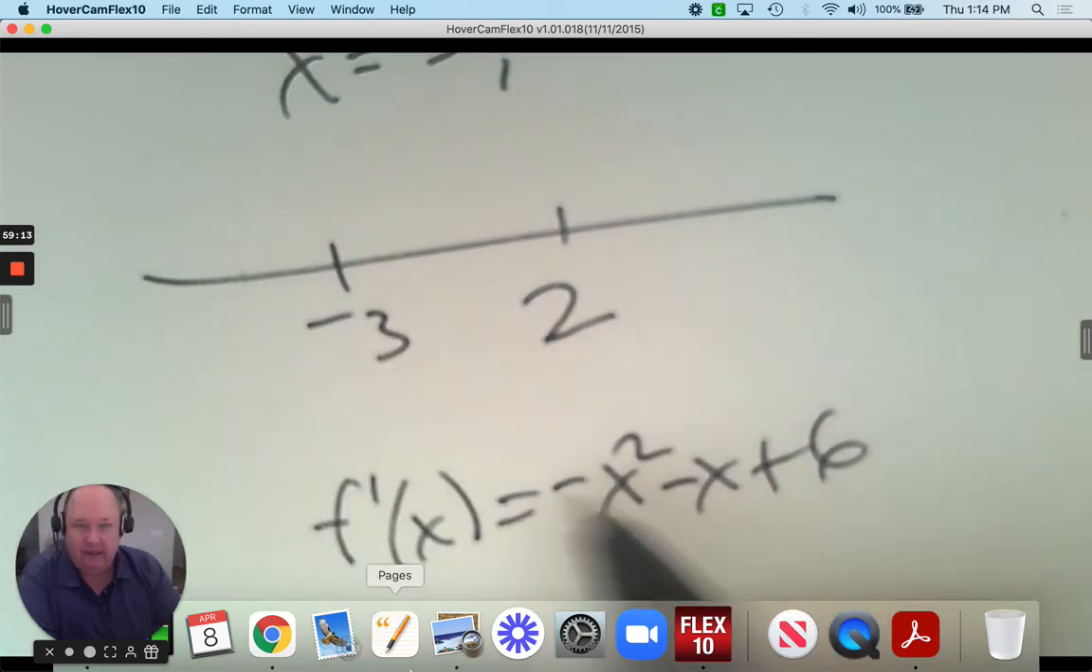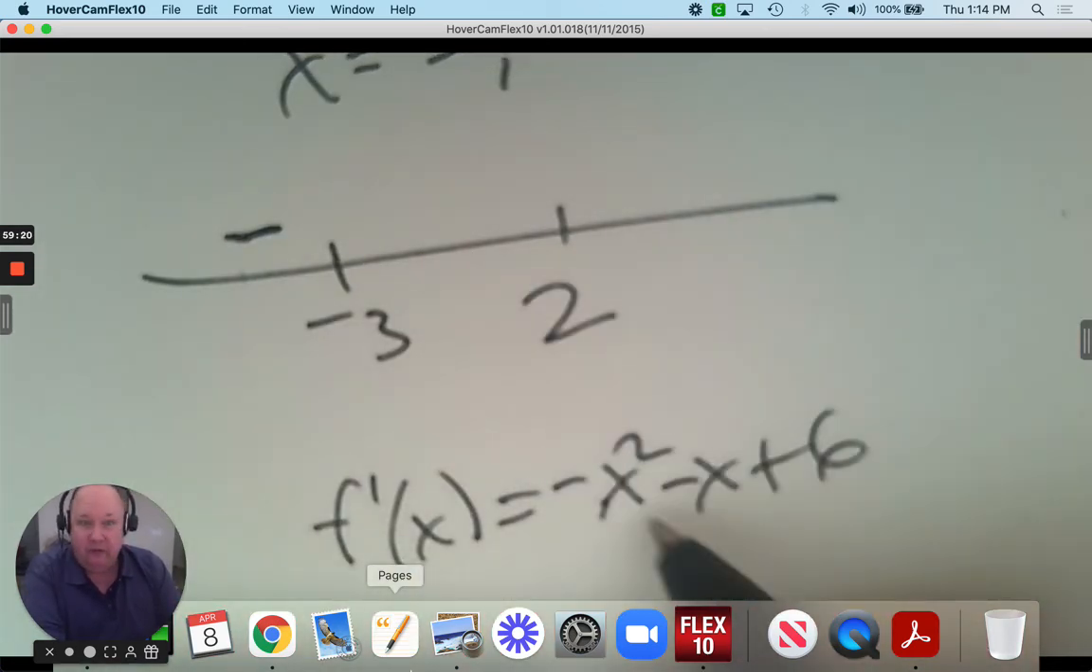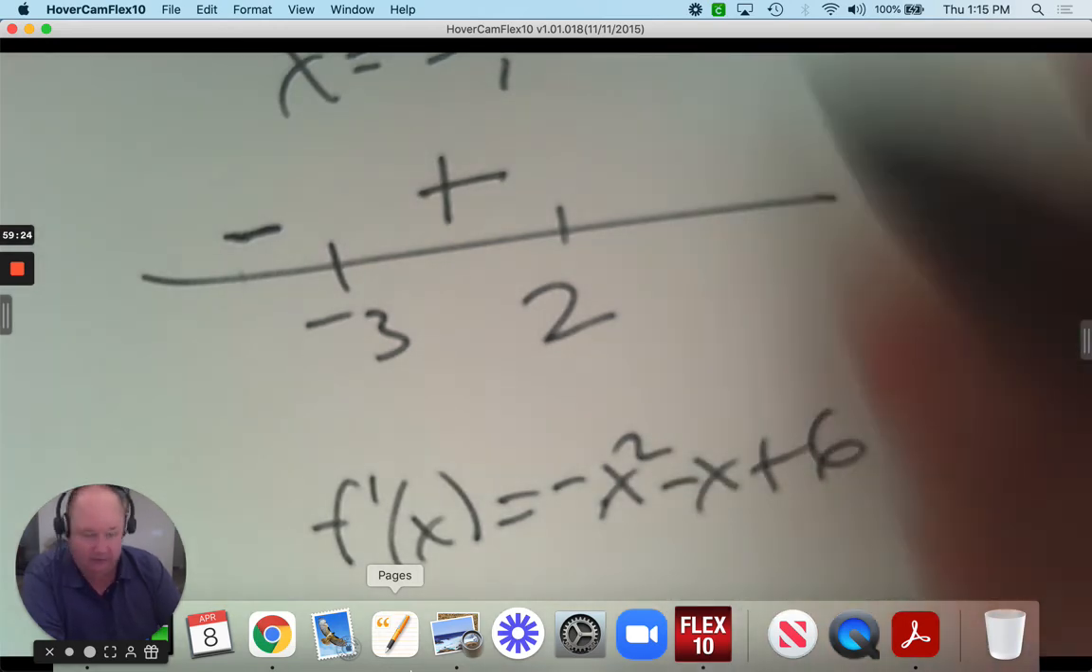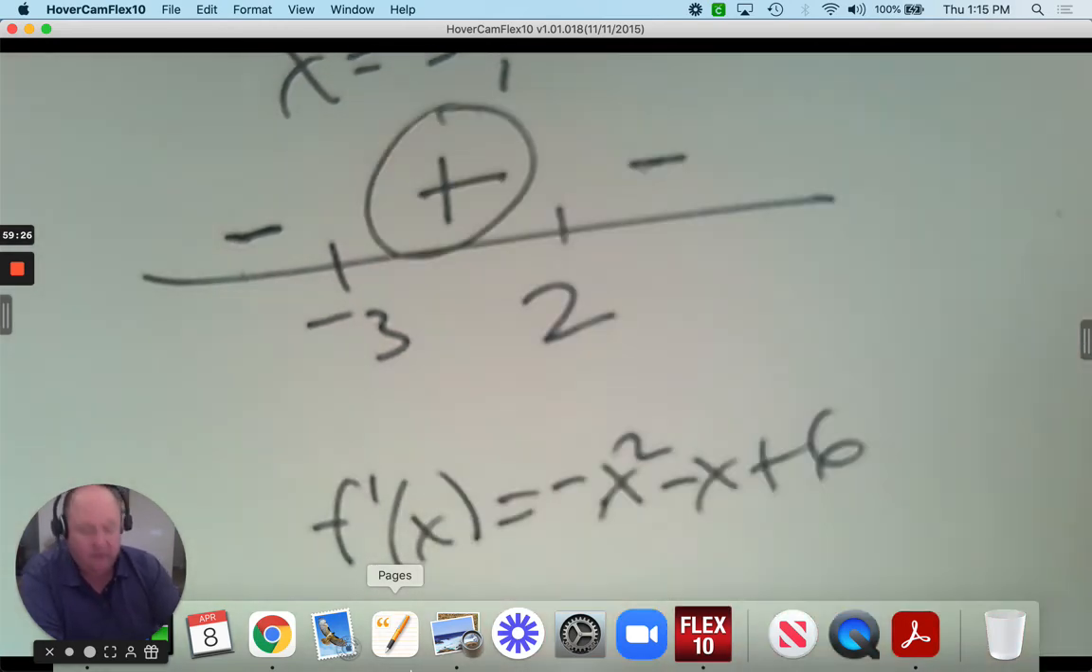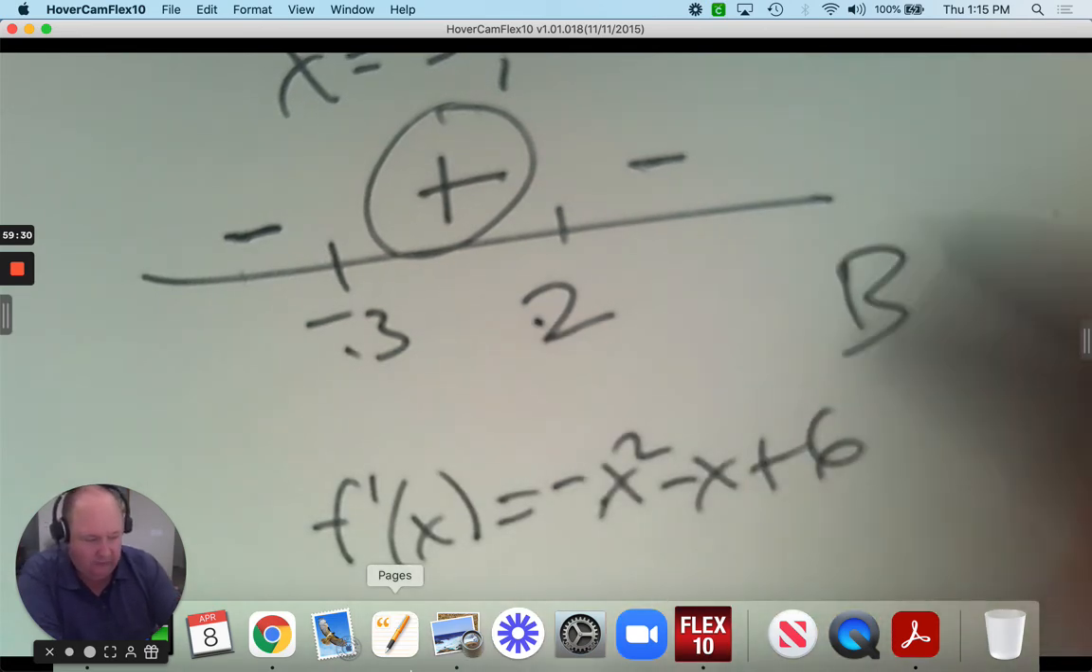So if I plug in -4, the answer is negative. If I plug in 0, the answer is positive. If I plug in 100 or a billion, the answer is negative. So where is it increasing? From -2 to 3. So the answer is B.